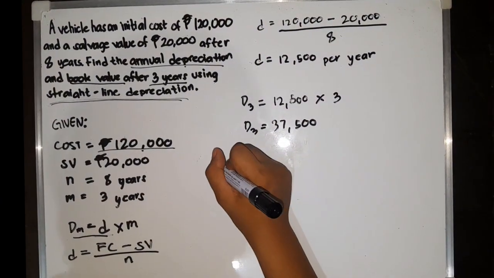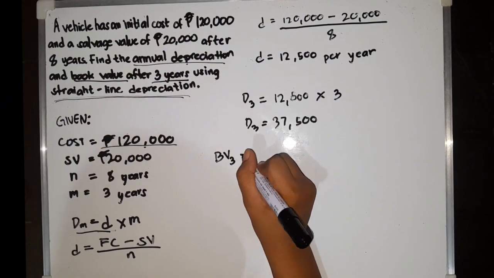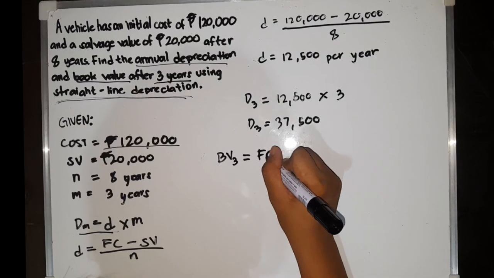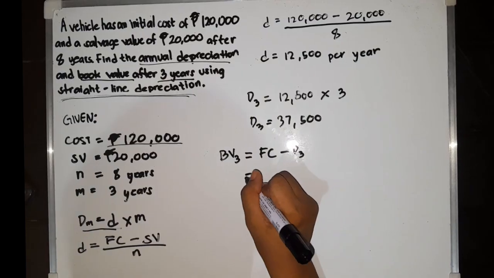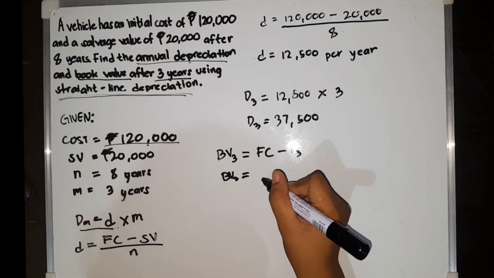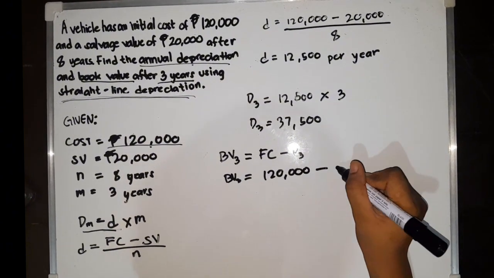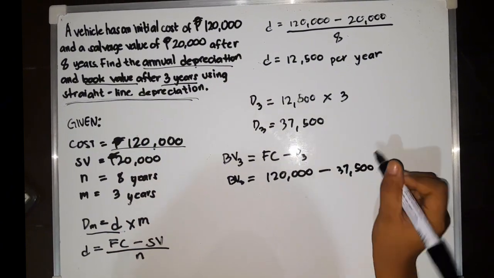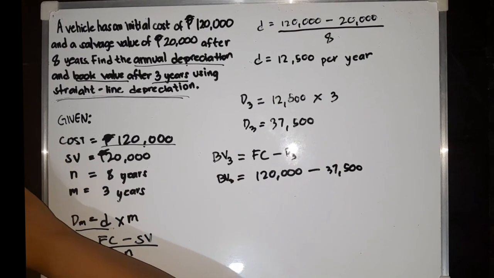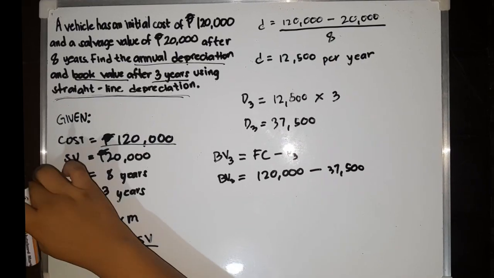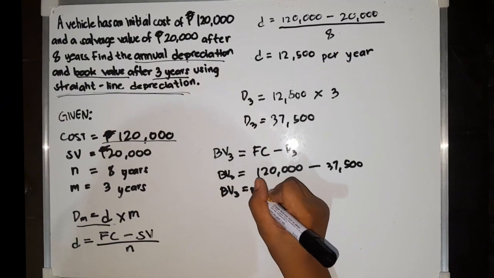Now for the book value, BV sub M, which is BV sub 3, is equal to the first cost minus D sub 3. So our book value is equal to 120,000 pesos minus 37,500. So 120,000 minus 37,500 is equal to 82,500. So our book value is equal to 82,500 pesos.